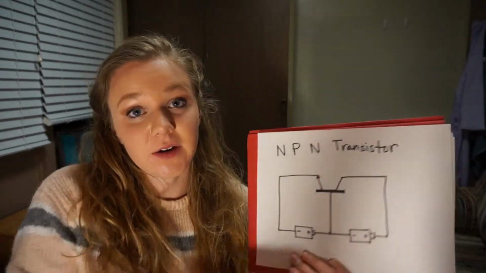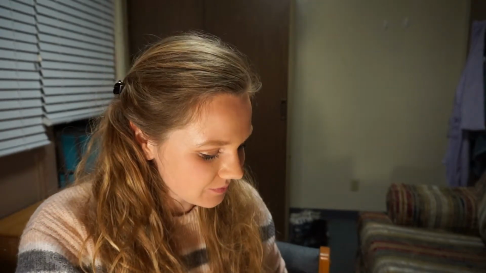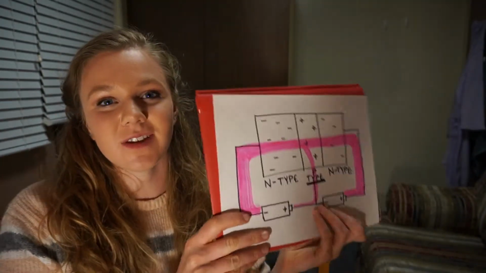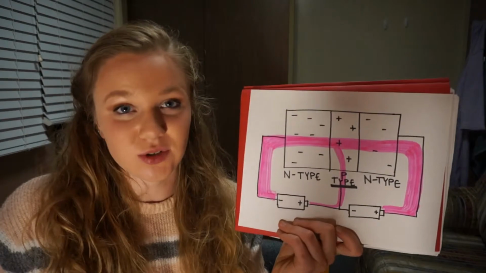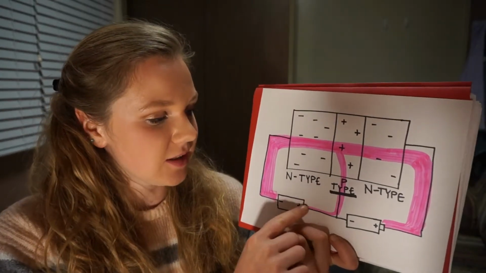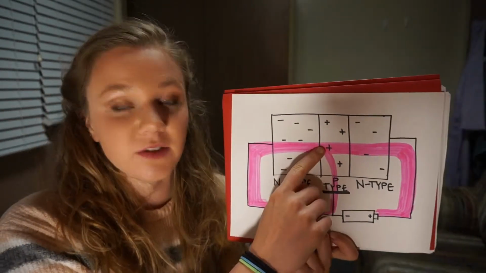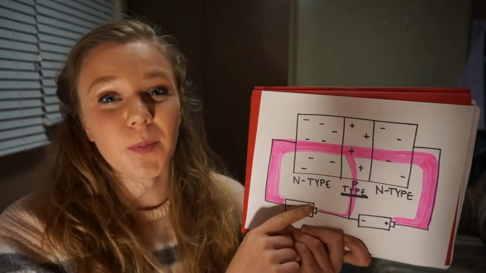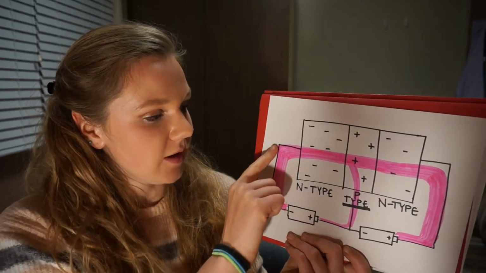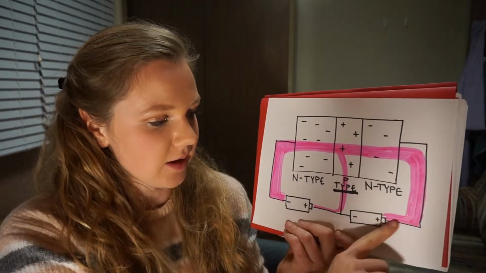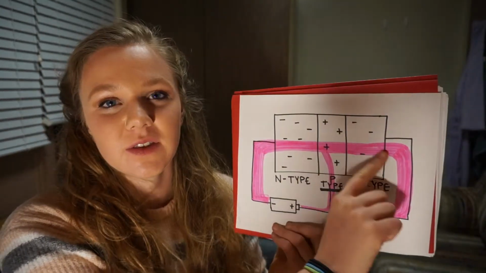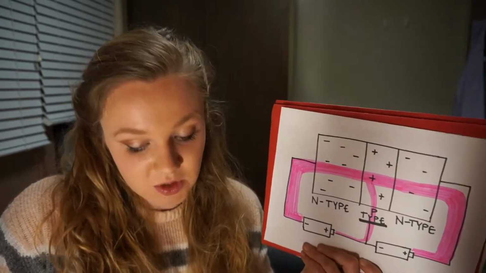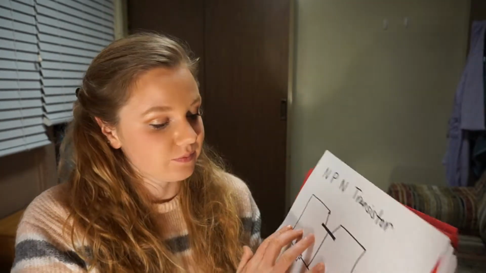So basically, if we take a look at our other drawing again, now I've labeled this pink as electron flow. You can see a little bit of electron flow here, but the bulk of the electron flow is between these two, this region of the semiconductor. So in this way, this transistor can act as an amplifier.